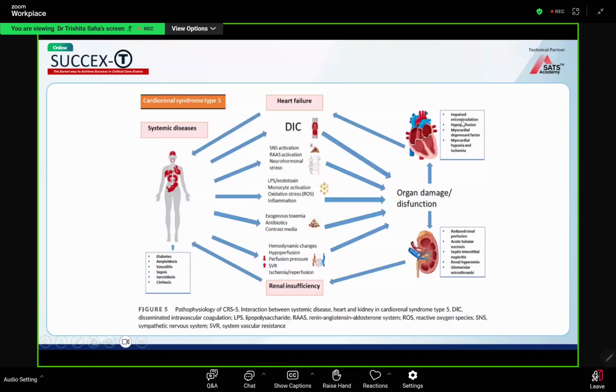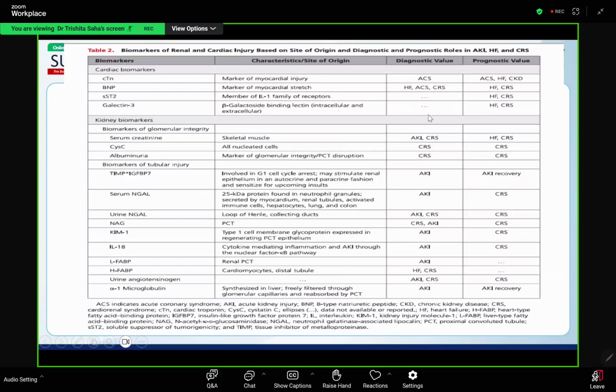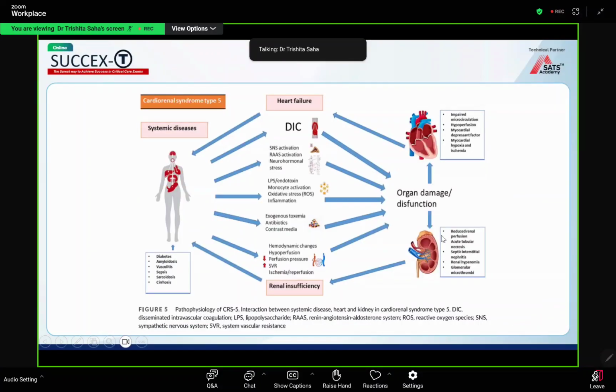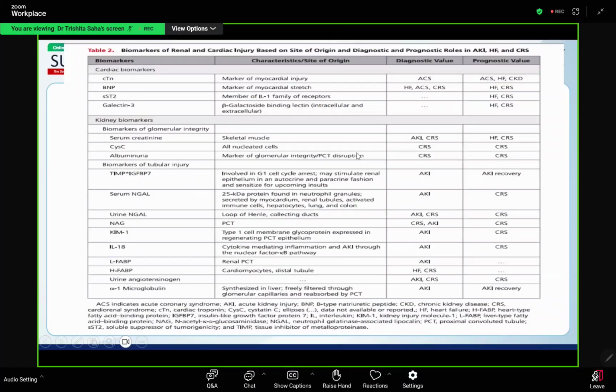In the heart, there is impaired microcirculation, hypoperfusion, myocardial depression factor, myocardial hypoxia, ischemic insult, and then there is damage to the kidney, reduced renal perfusion, acute tubular necrosis, septic interstitial nephritis, renal hyperemia, and glomerular microthrombi because of DIC might also lead to kidney damage. So these are the biomarkers.